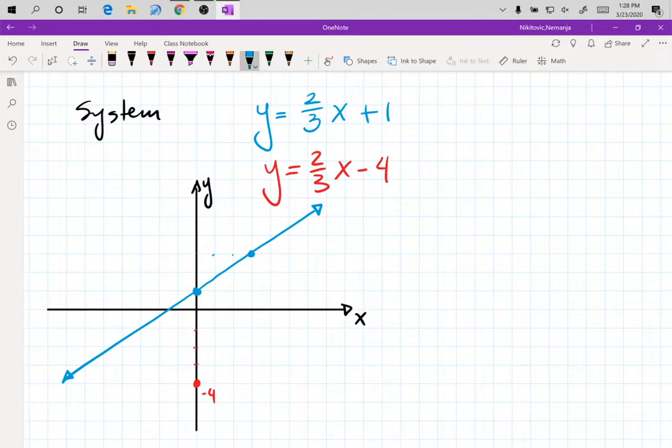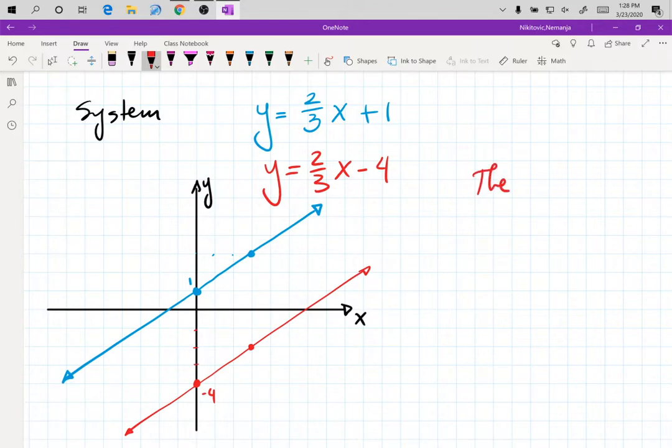Then we're going to take a look at our red line, which is at -4. So, -4, we still go 2 up, 3 over, and draw the line. What we see is that two lines are parallel, and because the lines are parallel, they never intersect, and because of that, there is no solution.